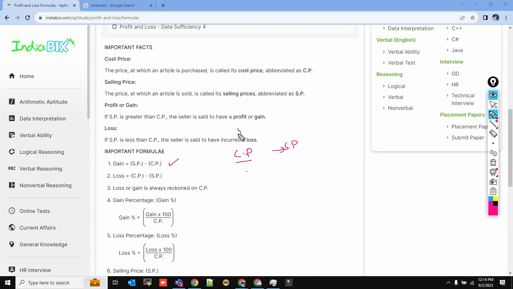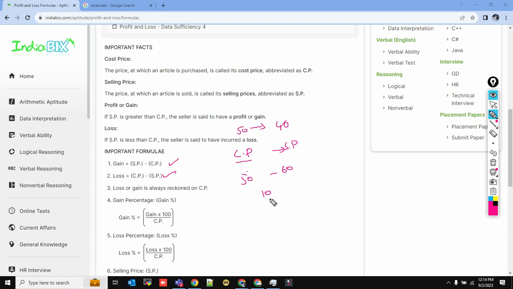Suppose you are buying for 50 rupees and selling it for 40 rupees, then you are incurring a loss. So the loss will be cost price minus selling price. Okay. And suppose you are buying for 50 rupees and selling for 60 rupees, your gain is 10 rupees, right?